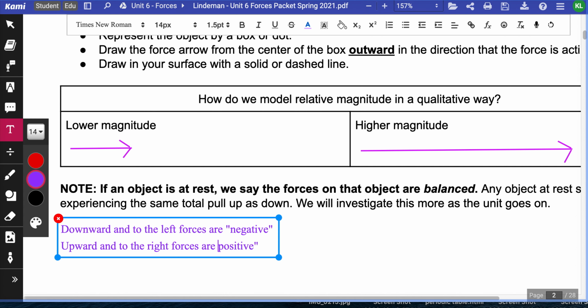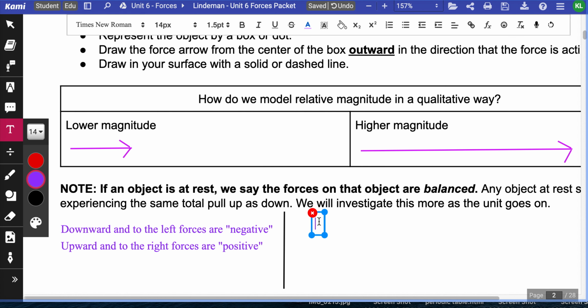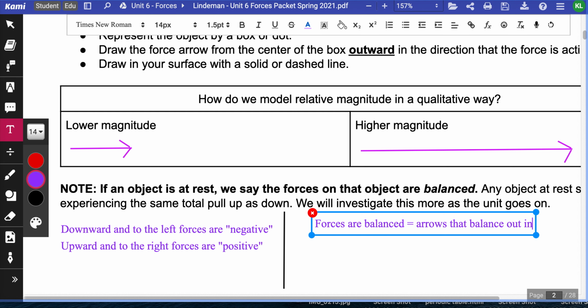And you'll see some examples of this when we actually start going through these examples, but I just wanted to make sure that we make a note of this within this space. The second thing that I wanted to note was it's saying that if an object is at rest, we say that the forces on the object are balanced. So if the forces are balanced, that's going to equal arrows that balance out in length. And again, we'll see some examples of that.